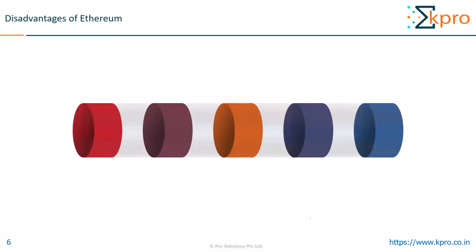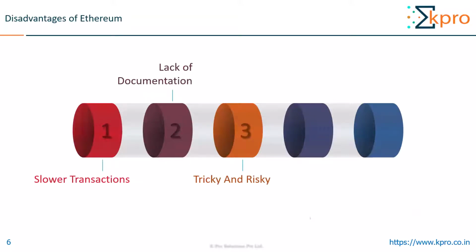Now let us see a few disadvantages of using the same. The first one is slow transaction. So the speed of transactions is not as good and efficient as other faster cryptocurrencies. Next one is lack of documentation. So Ethereum code suffers from lack of documentation. Most of the content available online is either not up to date or does not cover the basics. The third one is tricky and risky. There are upgrades all the time and the consensus mechanism sometimes moves from proof of work to some other efficient mechanism. The upgrades are always tricky and risky, which keeps the developers always busy.